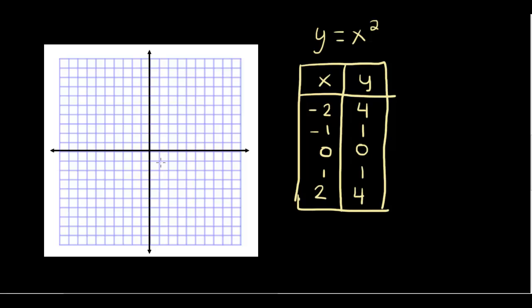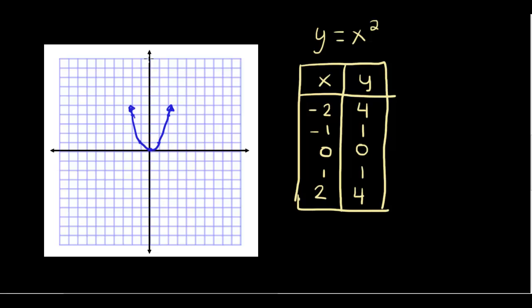Now I'm going to go ahead and plot all these points here, and we're going to connect them so we can see how the graph looks. So let's begin with (-2, 4), (-1, 1), (0, 0), (1, 1), and (2, 4). We connect them. And it is not perfect, but it gives you an idea of how the parabola looks.